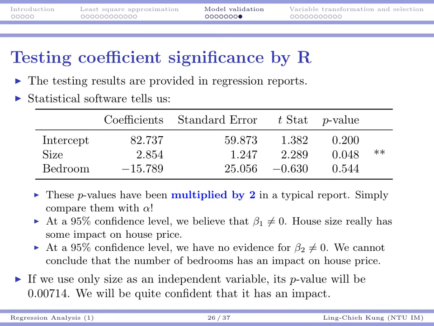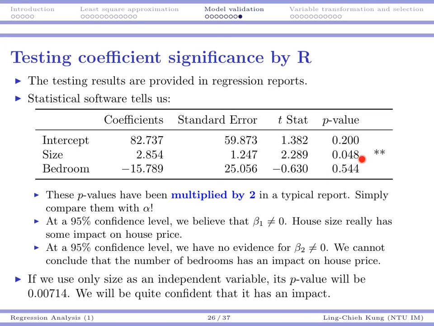Okay, so given these numbers, you do t-tests, and whether this number gives you a significant result depends on the p-values. Okay, these p-values have been multiplied by 2 because every time you do a regression, you are doing a two-tailed test to test whether beta is 0 or not. So all we need to do is simply compare these numbers with alpha. Okay, this guy is less than 5%, so in many cases we say it's significant.